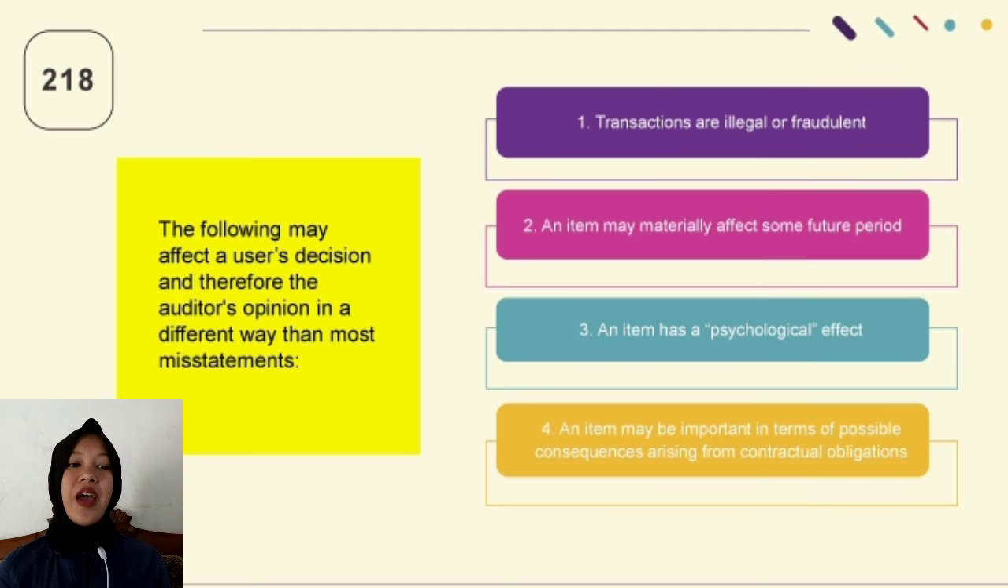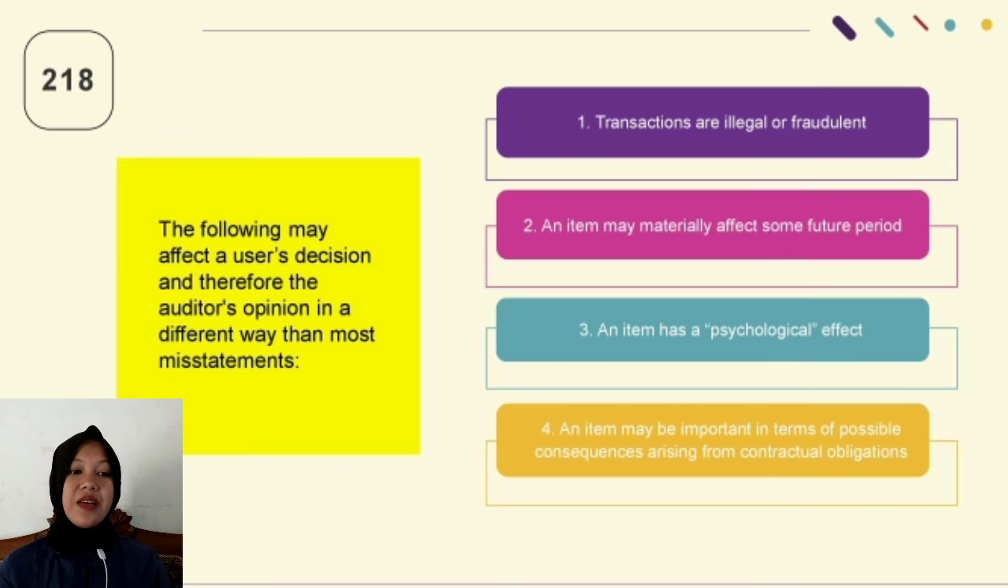So, the following may affect users' decisions and therefore the auditor's opinion in a different way than most misstatements. The first is transactions that are illegal or fraudulent. As we know, there can be many transactions that are illegal and fraudulent. So as a good auditor, we can make the difference. And the second is an item that may materially affect some future period, even though it is immaterial when only the current period is considered.